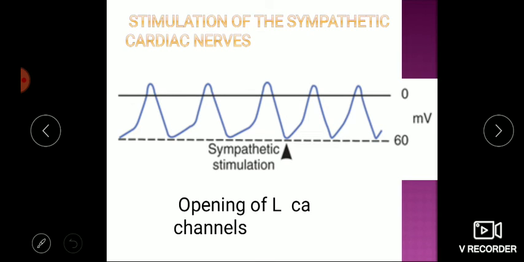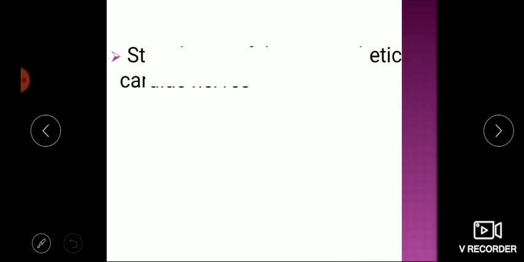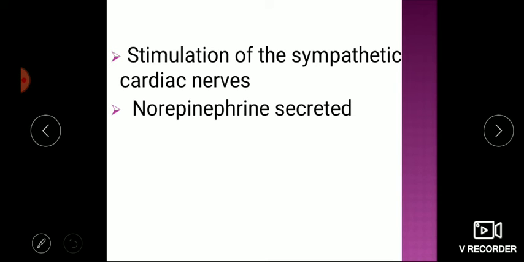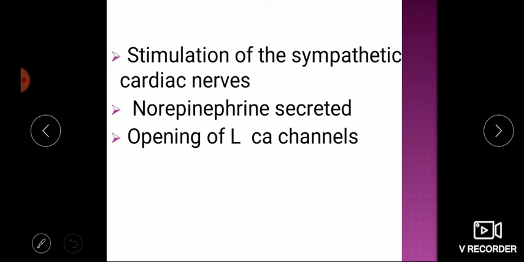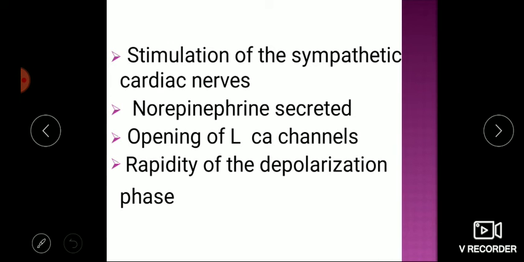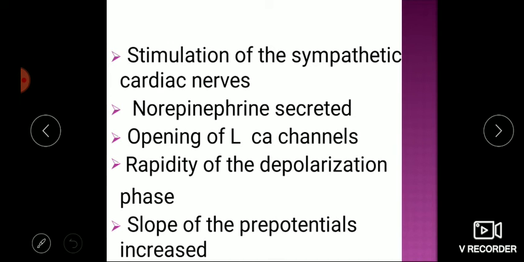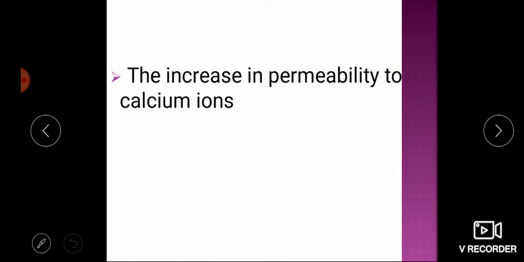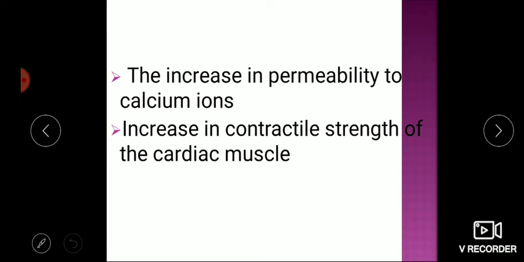Now on the contrary, if there is sympathetic stimulation, see what happens: opening of L calcium channels. This will shorten the prepotential, because the channels are opening rapidly. So there is a fast generation of impulses. Norepinephrine is secreted, L calcium channels open, the rapidity of the depolarization phase and the slope of the prepotential increase, leading to increased generation of impulses. This increase in permeability to calcium ions increases the contractile strength of cardiac muscle.